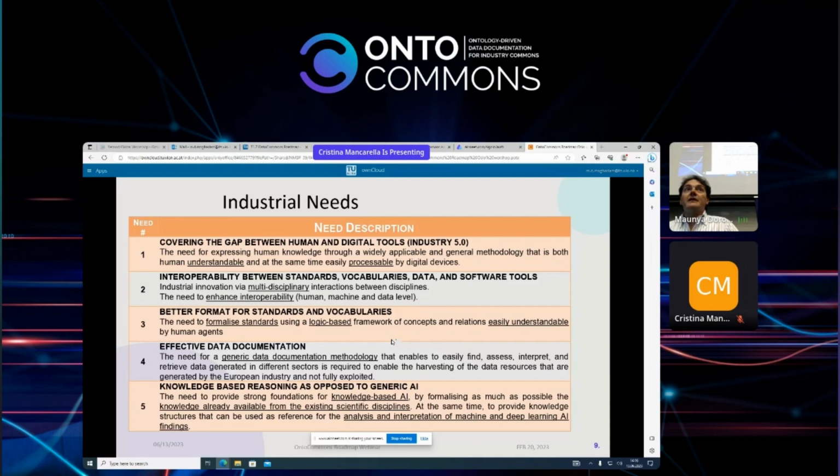It can also provide a ground for a better format for standards and vocabularies. If standards and vocabularies are expressed using an ontology, they will start to be based on a logic-based framework, providing constraints and finding maybe inconsistencies between standards. It can provide the ground for effective data documentation, and also the possibility to promote knowledge-based reasoning as opposed to generic AI, in order to facilitate the adoption of AI solutions for industries.